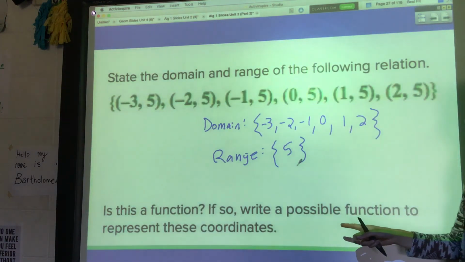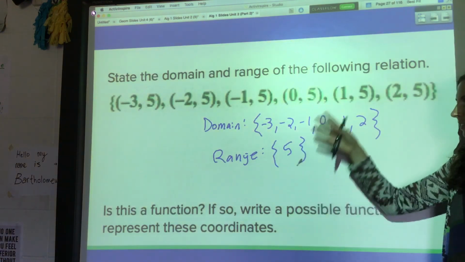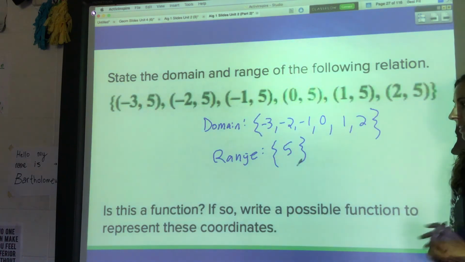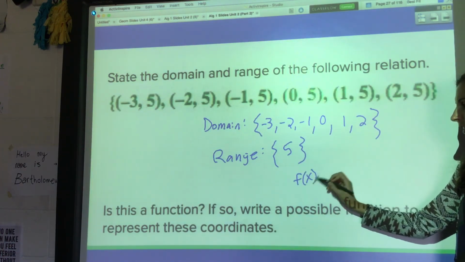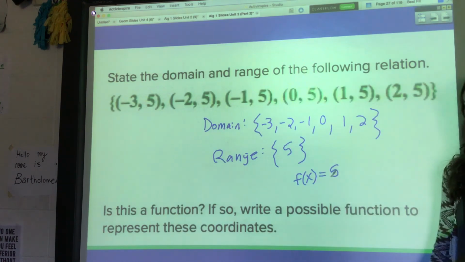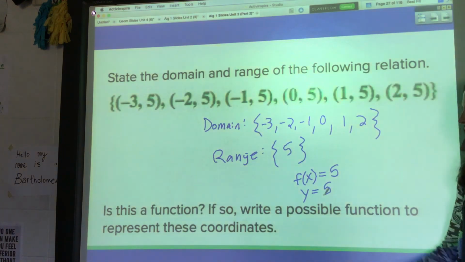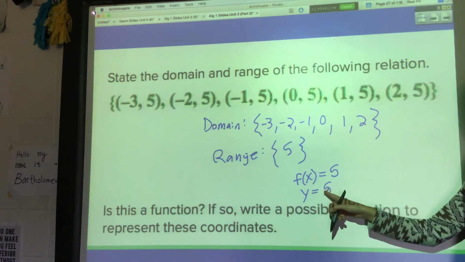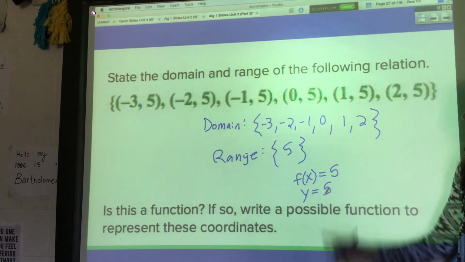And if so, go and try this. Write a possible function to represent this. It's actually a very easy function to write. This function is f of x equals 5, or y equals 5. Like literally, no matter what the input is, the output is 5. No matter what the x value is, the y value is 5. So that's this function here.